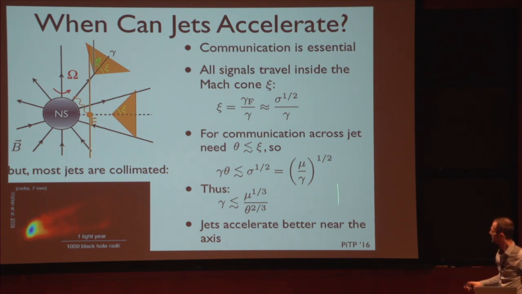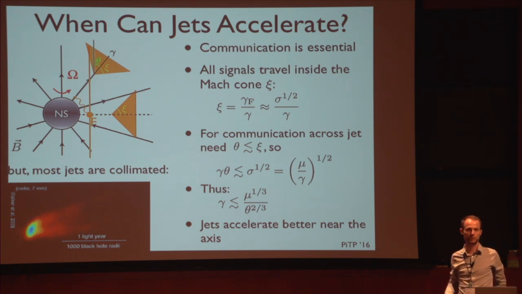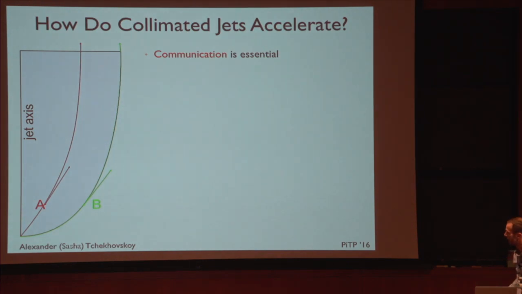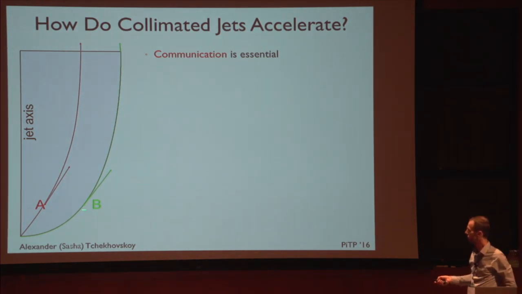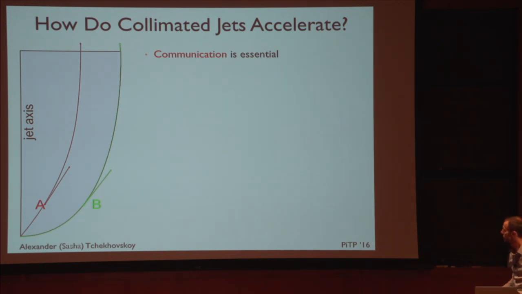So does this apply at all to the parabolic jets? Can parabolic jets accelerate efficiently or not? That is the question. As we discussed, communication is essential. We need to make sure that the field lines that want to accelerate well can talk to the polar axis. So let me consider two field lines here, A and B. What we want is that B is able to communicate with A, and then A can communicate with the jet axis. This way, we can bunch up the field lines near the pole.